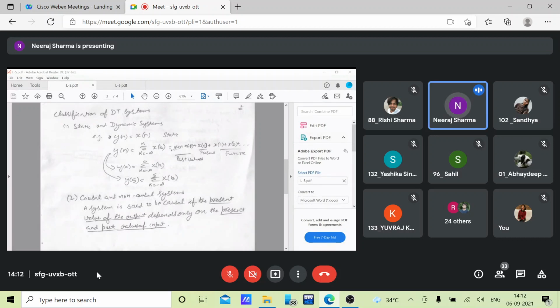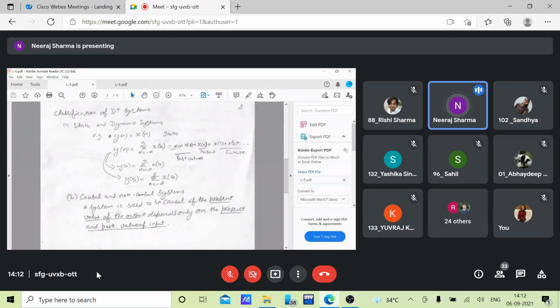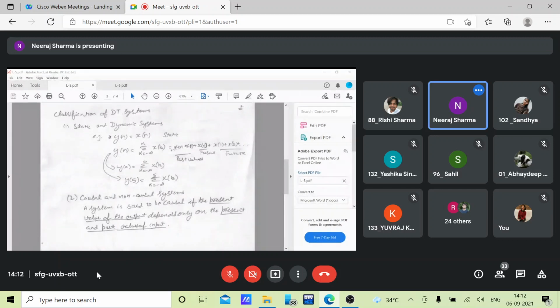Next is causal and non-causal systems. So the definition of causal and non-causal systems is written here. A system is said to be causal if the present value of the output depends only on the present and past values of the input. So that is a causal system. You can read this definition and try to relate it with the first classification, that is, static and dynamic. So kindly read the definition of causal and non-causal, and then try to relate it with static and dynamic.